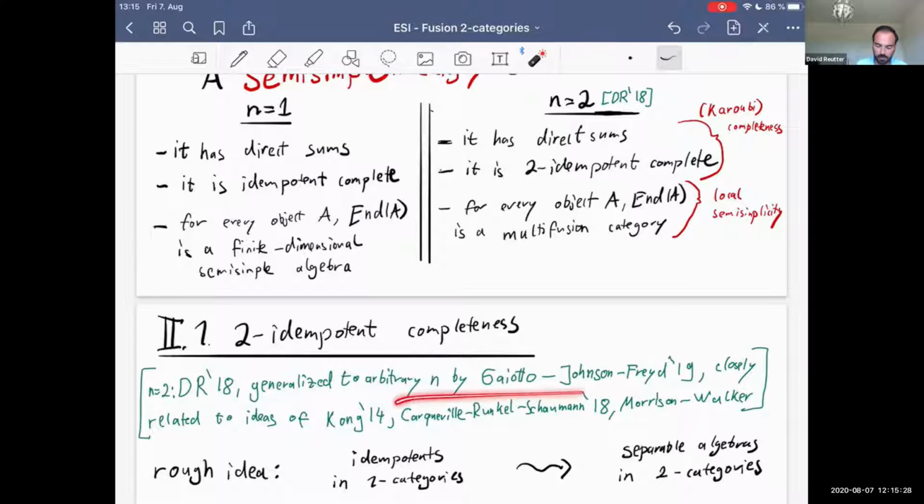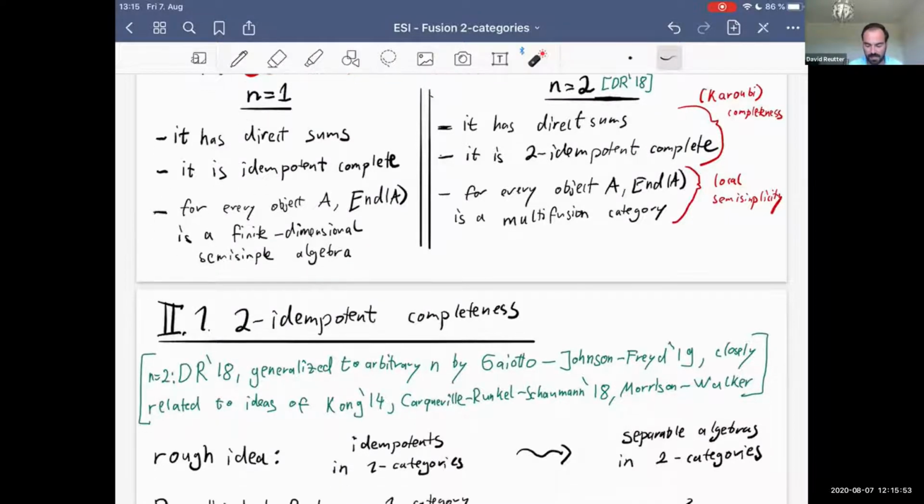And I'm going to talk a bit more about the comparison to this. It's also very closely related to various ideas that have been around, and here's just a random subset of these ideas that I'm aware of. There's work by Liang and Kong on condensation algebras. Kakabel, Runkel, Sharman have a setting, in the oriented setting, where they talk about these completeness conditions, and Morris and Walker also have unpublished work on this.